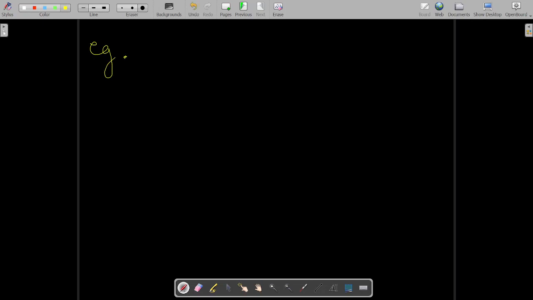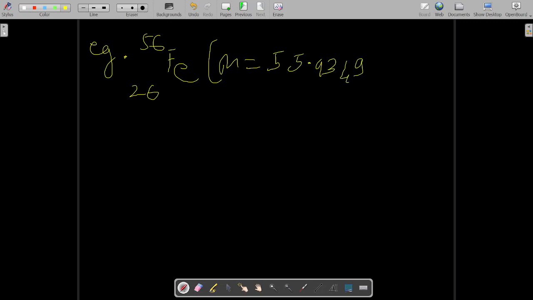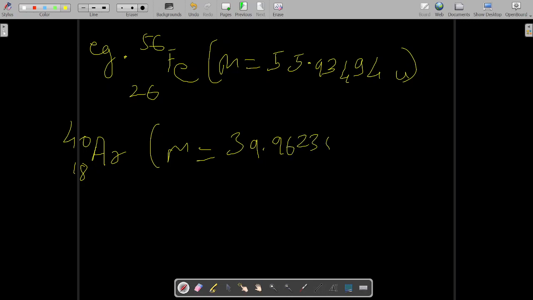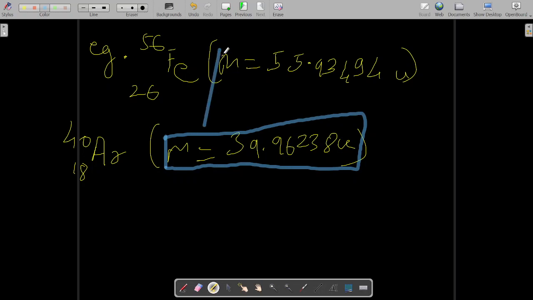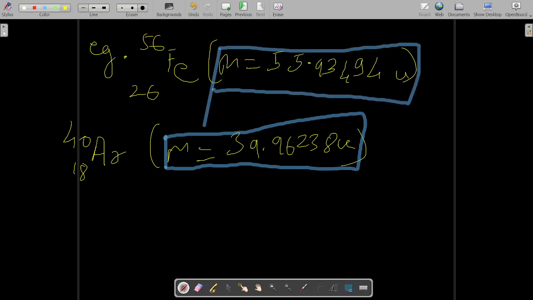For example, examples of nuclei with negative packing fraction are as follows. Suppose I take the same example, iron 56. Its isotopic mass is like this. And argon 1840 also has a negative packing fraction because its isotopic mass is 39.96238 U. You don't have to remember these values. So energy is released during the formation of these, as these have negative packing fraction.